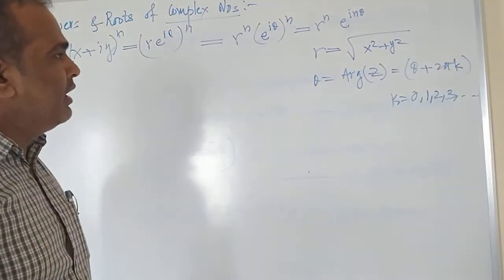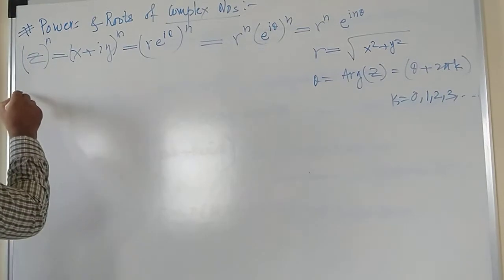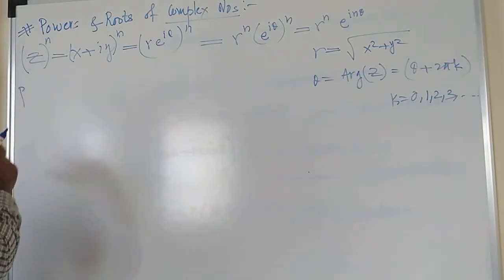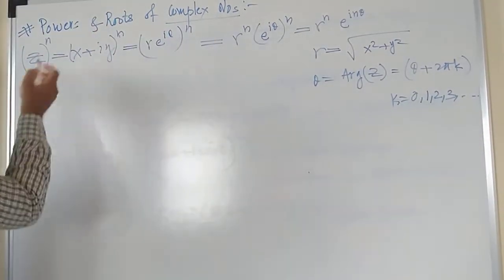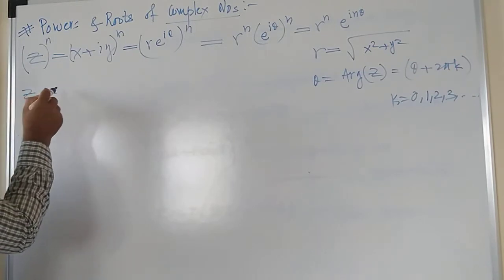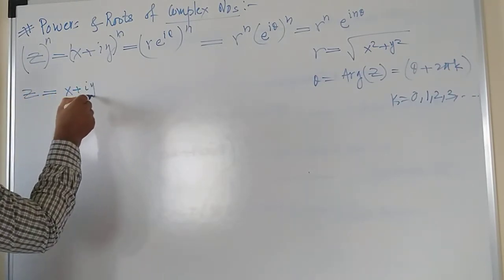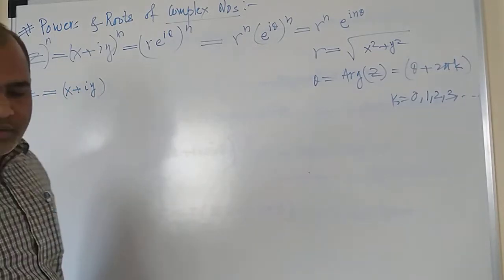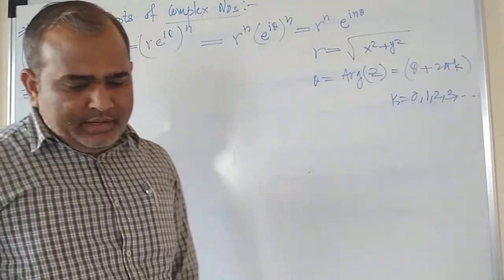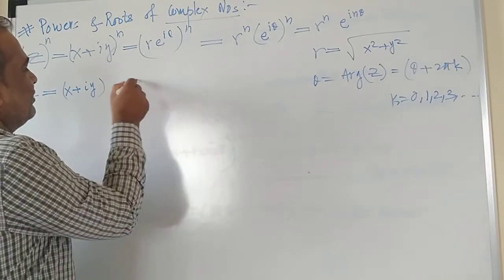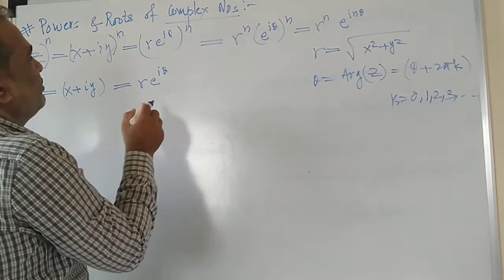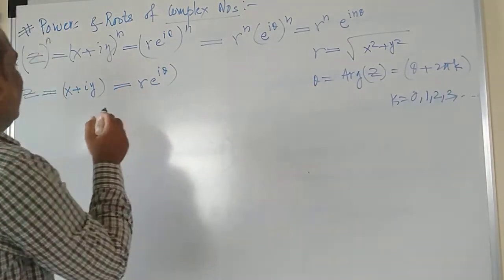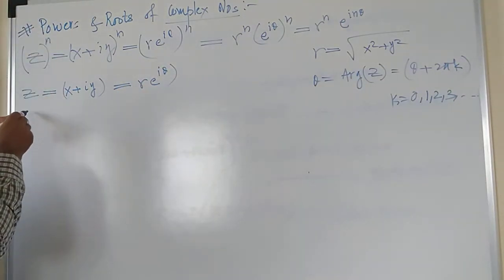Fine. Now let us go for the powers of the complex number, right? How to find out the roots of the complex number. Now in order to find out the roots, let us consider a complex number z is equal to x plus iy. This is your complex number, right? And let me write this complex number in exponential form. So exponential form is r e raised to power i theta, and let us find the nth root.